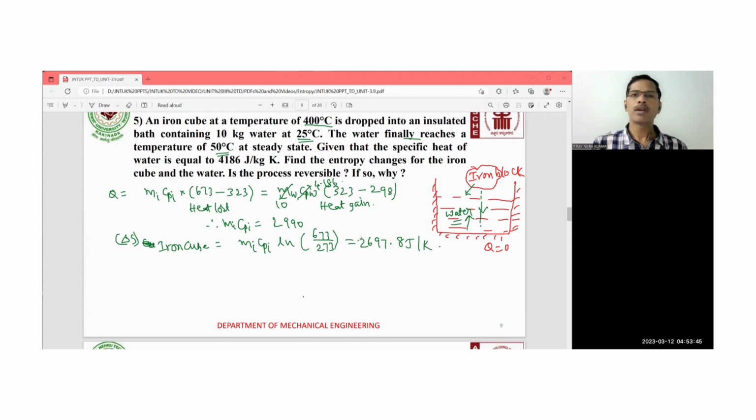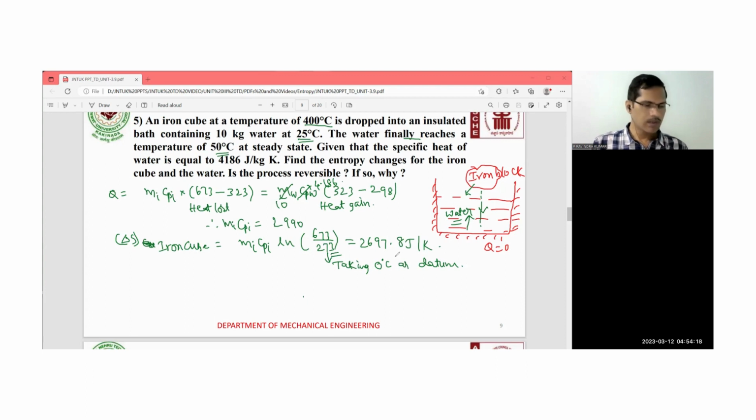Joule per Kelvin. So here, initially taking this one as 673, taking the 0 degree centigrade as datum for water. Taking 0 degree centigrade as datum, so that everyone has to observe this particular side.